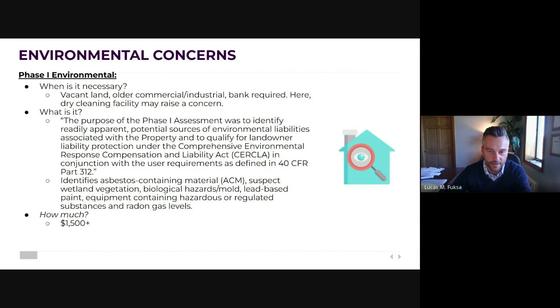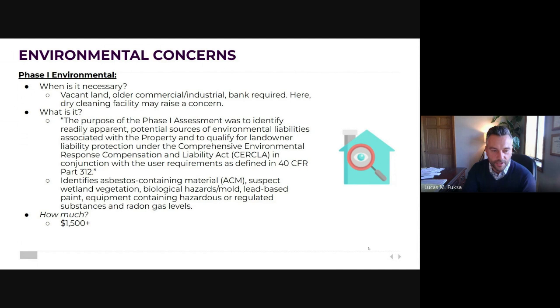I've got to get the word exactly correct, because there's two things. There's volatile organic compounds, but in general, these are recognized environmental conditions, RECs. So recognized environmental conditions are essentially what you're trying to identify through a phase one. That's the easiest way to discuss this. Recognized environmental conditions are things such as asbestos, any type of hazardous material, radon gas levels, et cetera, et cetera.